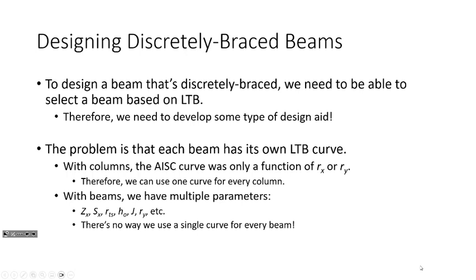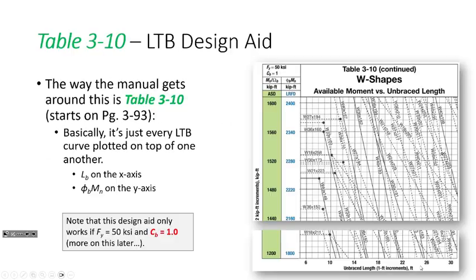See, the beauty of columns was we could use a single, literally a single curve for every column in the manual, because all you needed is an Fy and an R value. Can't do that to beams. Just too many unknowns. Since we cannot plot a single curve for every beam, the only way to effectively design is to use every curve for every beam.